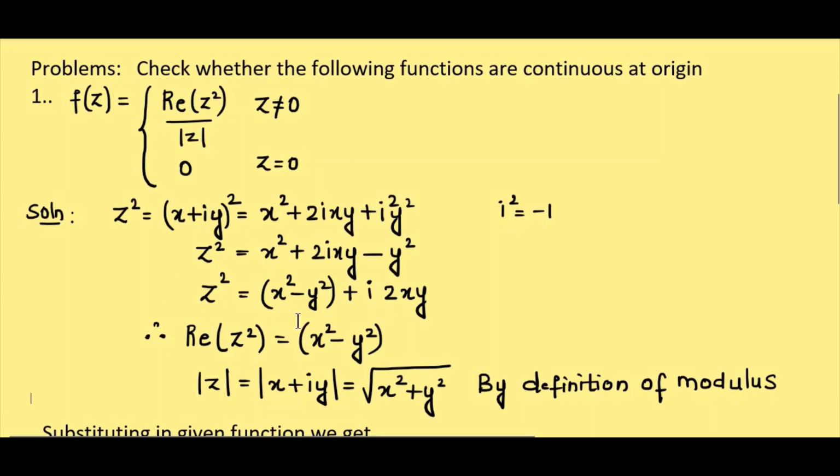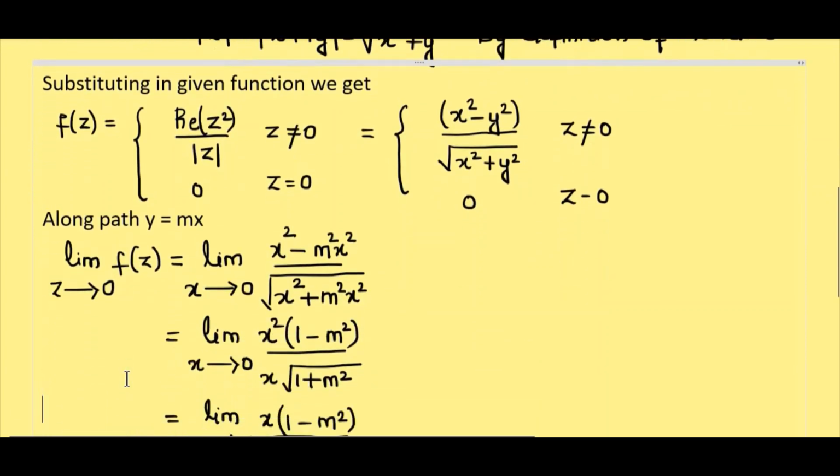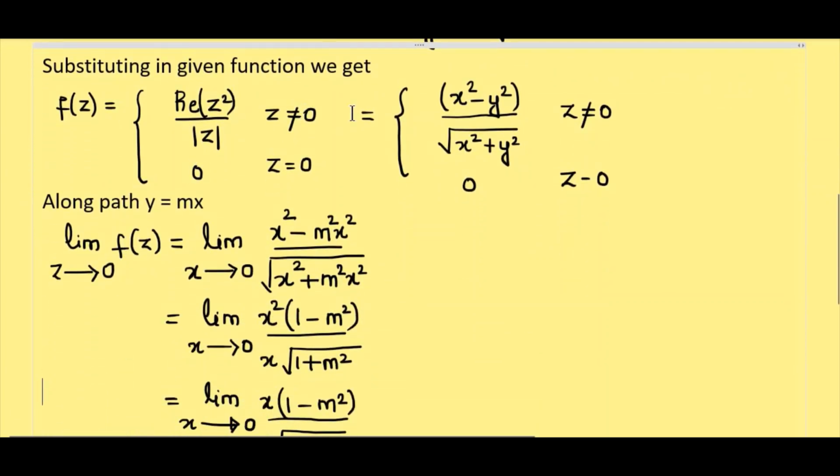You know z square is x square minus y square plus i into 2xy. From this, real part of z square is x square minus y square. So we have obtained the numerator. Now we have to find out the denominator. Modulus of z is modulus of x plus iy, which is equal to root of x square plus y square, and this is obtained by the definition of modulus. You can skip these steps if you know this already. Now substituting these in our given function, in the place of numerator you can put x square minus y square, and in the place of denominator you have to put root of x square plus y square.